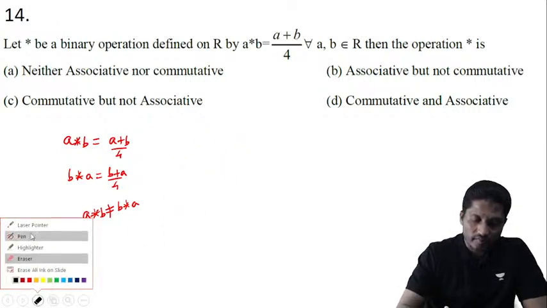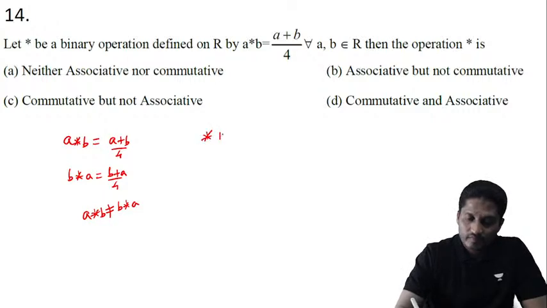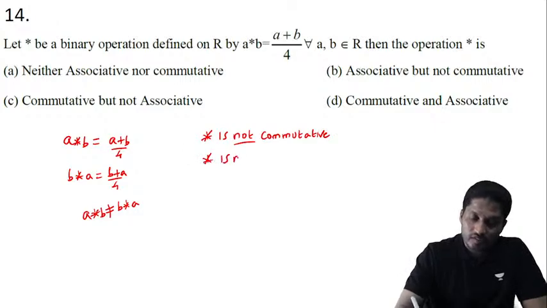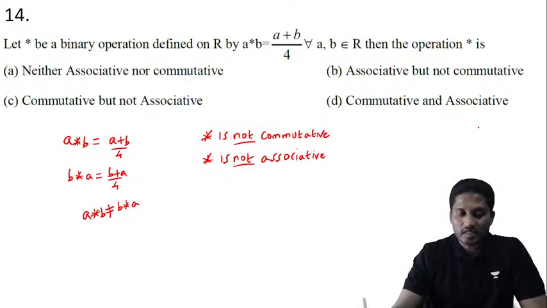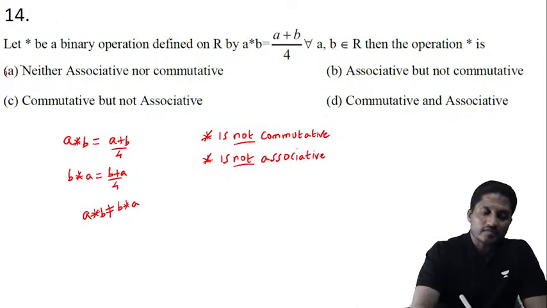Okay, so star is not commutative. This implies that star is not associative. So it is neither commutative nor associative. Answer is option A.